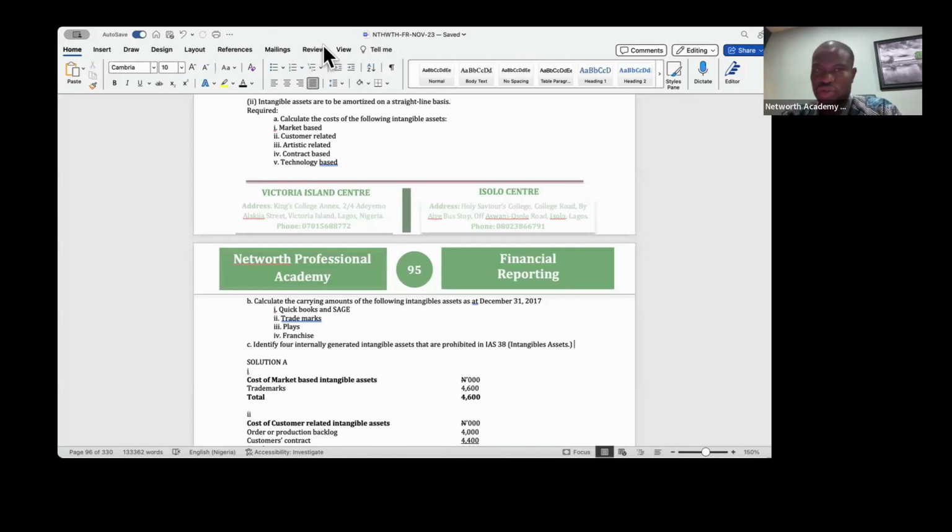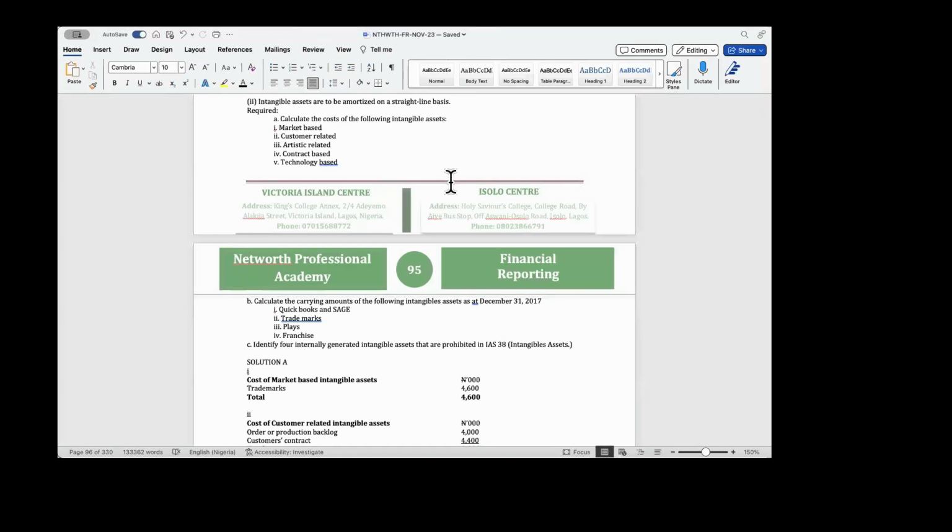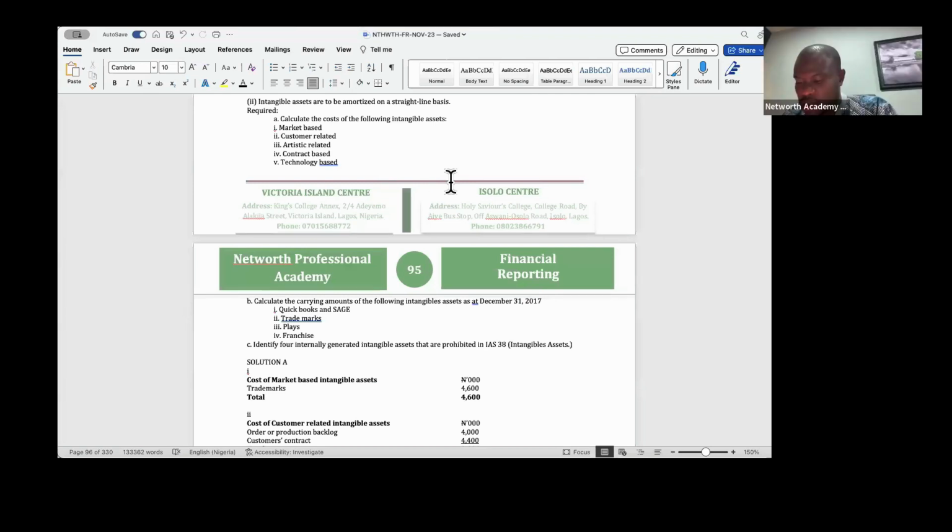Chinedu, Trademark. Kayode, Lobet. Brand name, yes, that's correct. Brand name. Any other one? Their customers, maybe their list or database. Yes, that's correct. Your customer lists, that's correct.